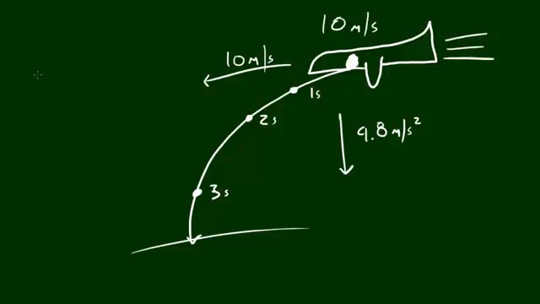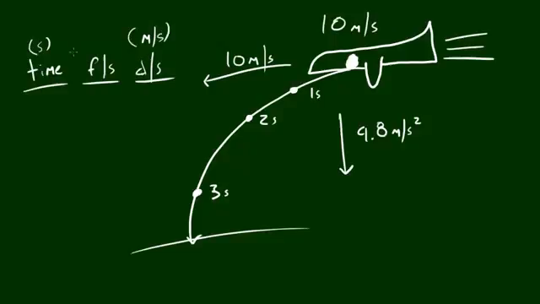So let's go ahead and take a look at this graphically. We're looking at three things. Time, which we'll measure in seconds. Now the forward speed is going to remain at 10 meters per second, and the downward speed is going to be accelerating, so this speed is going to be changing. So meters per second, meters per second. That's an S, by the way. Not a very good looking one, but it's an S.